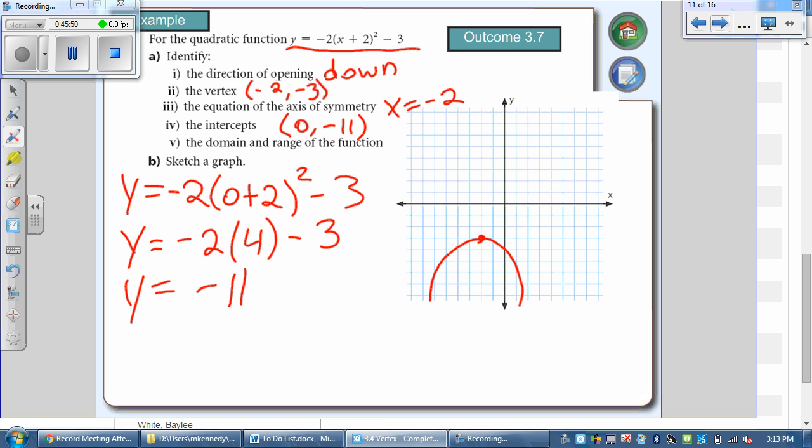What's your domain going to be? x is an element of the real numbers. It's always all real numbers. Nice and easy. And what's your range going to be? Y can be any number less than or equal to negative 3, because negative 3 is a maximum point. That's the highest it could ever get.